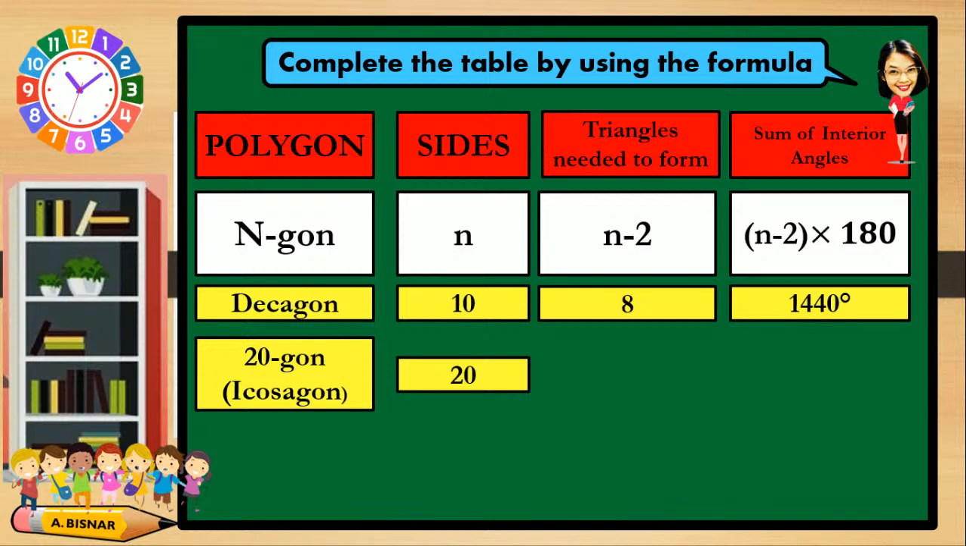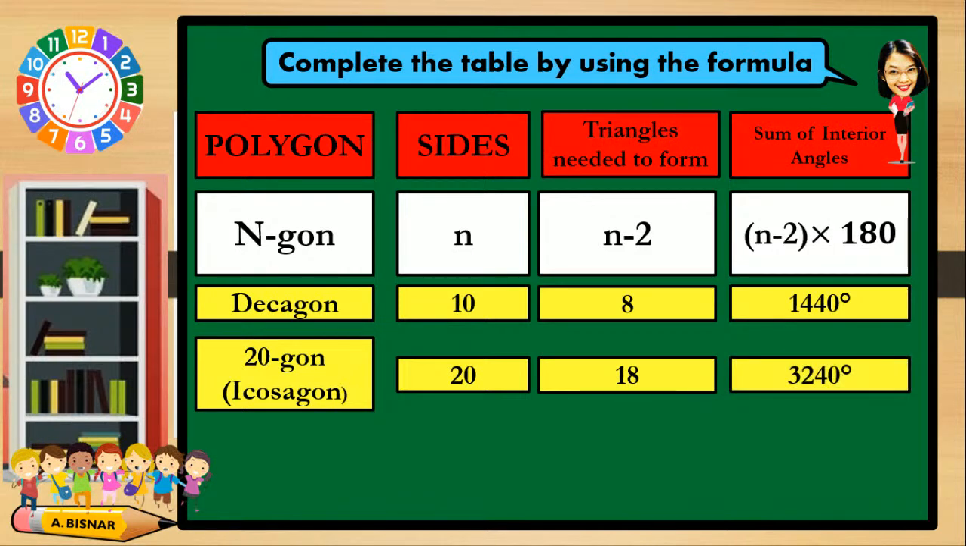Okay, let us check. 18 and then 3,240. Saan nagkamali yung iba? Ayun, nabago na ni Wayne. So, 3,240. What did you do? Diba? From the number of sides, you will subtract 2. After you subtract 2, you will multiply it to 180.